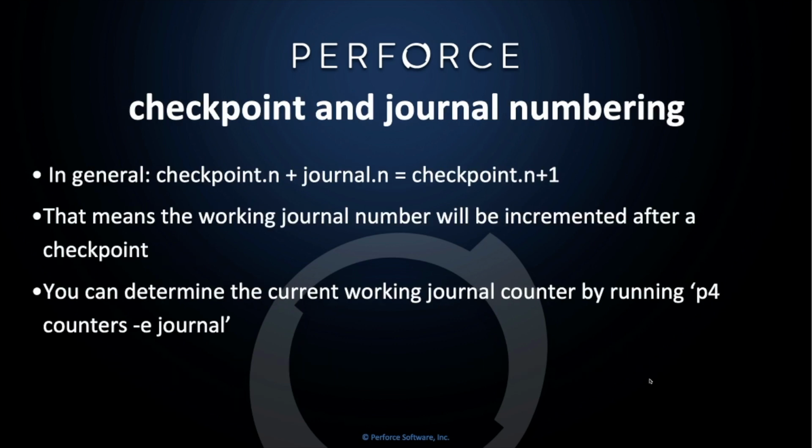Checkpoint and journal numbering. In general, checkpoint.n plus journal.n equals checkpoint.n plus 1. This means that the working journal number will be incremented after a checkpoint. You can determine the current working journal counter by running p4 counters -e journal.